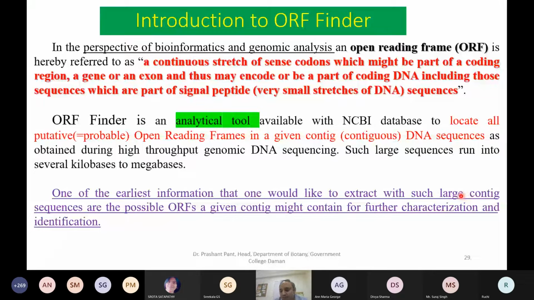So when I'm doing some DNA sequencing, whether it is Sanger dideoxy or some new age high throughput sequencing, where in a matter of 6 hours you have gigabases or megabases of DNA coming out, the first thing I want to know is, is there any ORF this contig is containing? If yes, who are they?